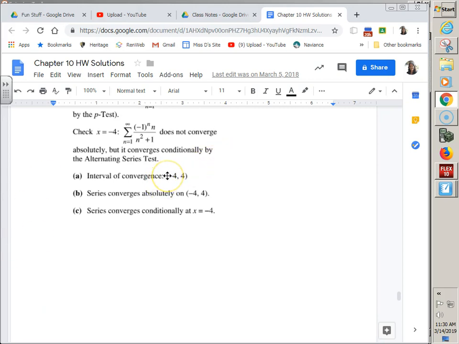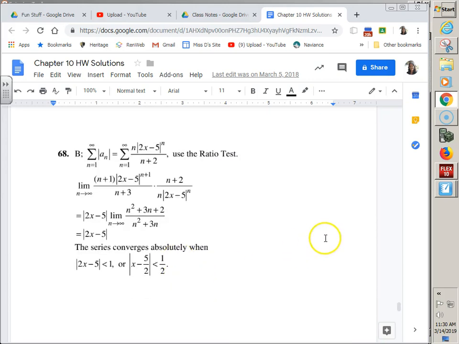But the technical interval of convergence is bracket negative 4, comma 4. They just started asking about conditional and absolute. 68 is B. Okay. Simplifying.